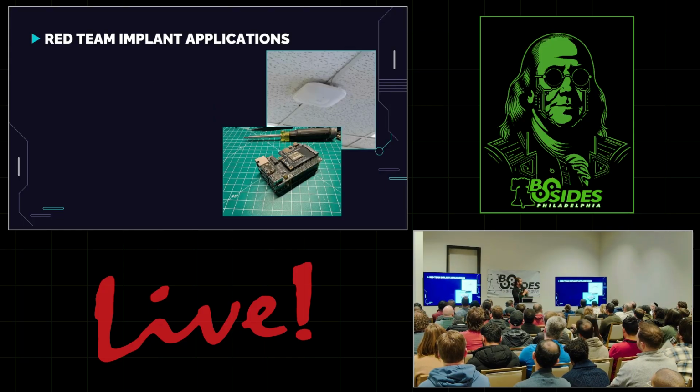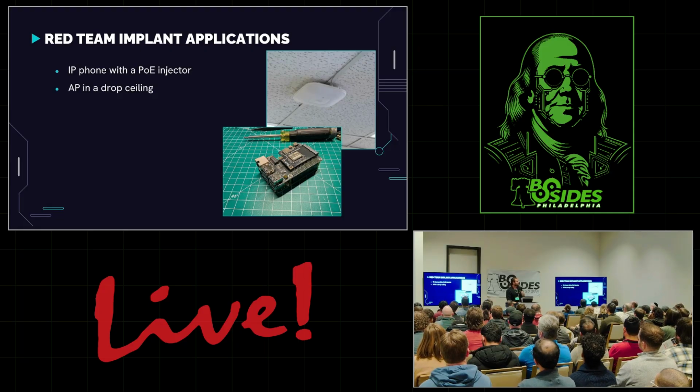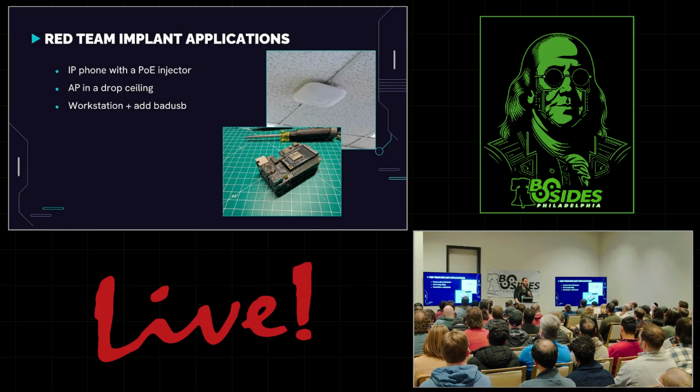And then for Red Team applications, you can, like I said before, put an IP phone with a PoE injector and get that ghosting working that way. You can put a ghost in an AP that's in a drop ceiling and just hide the implant up in the drop ceiling, and then any traffic coming from that is just coming from the AP, so no one will ever know. And then you can even ghost a workstation and then add a bad USB to it. So not only is it ghosting the workstation, but it's also connected to the workstation over USB, and then you can inject keyboard commands that way.